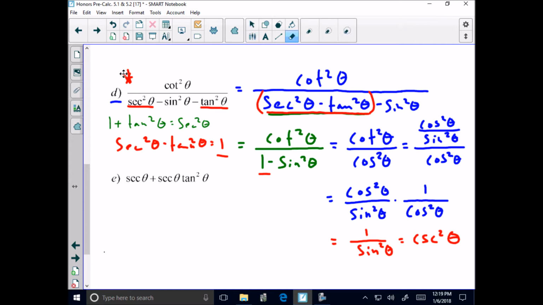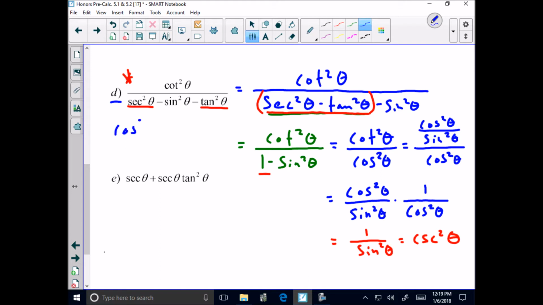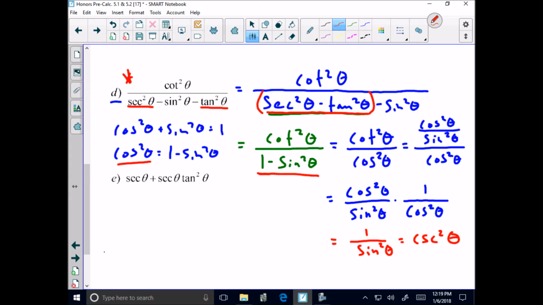Then for 1 minus sine squared theta, I took the first Pythagorean identity of cosine squared theta plus sine squared theta equals 1, and subtracted sine squared theta from both sides to get cosine squared theta equals 1 minus sine squared theta. And I was able to make the substitution there of cosine squared theta for 1 minus sine squared theta, so that gave me this next step right here.